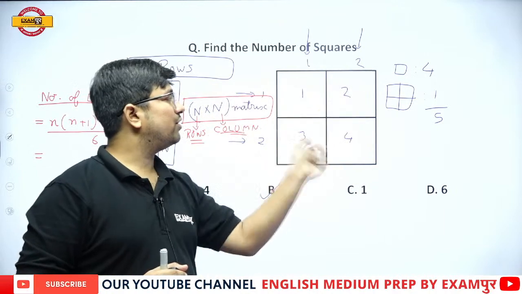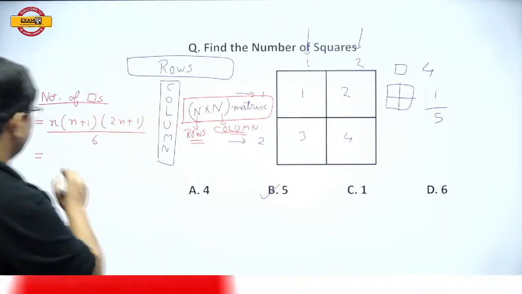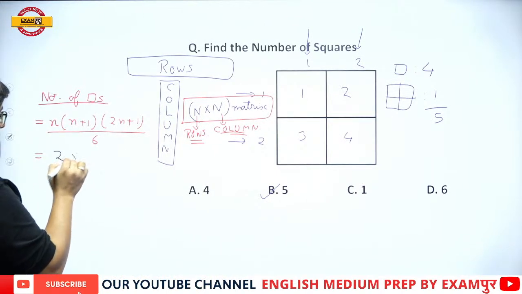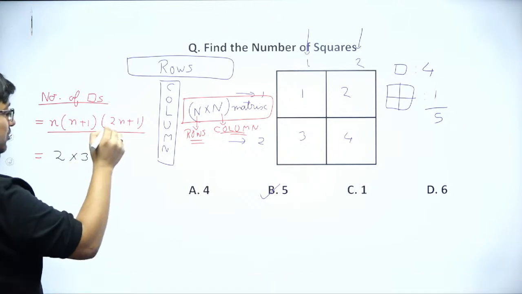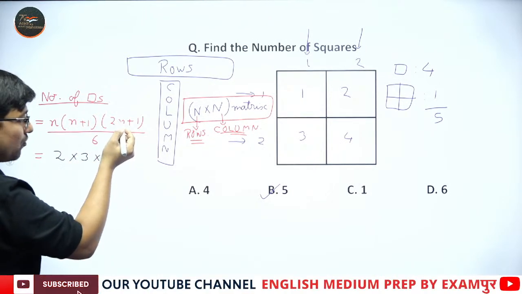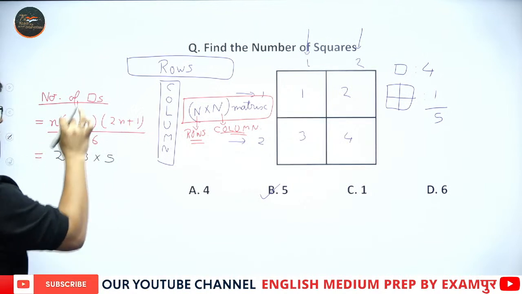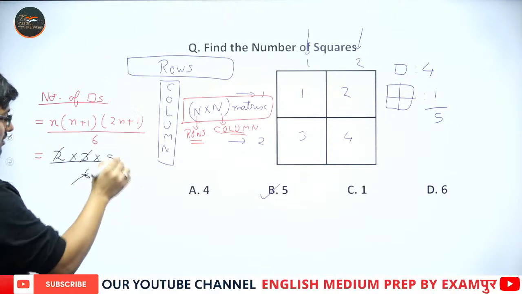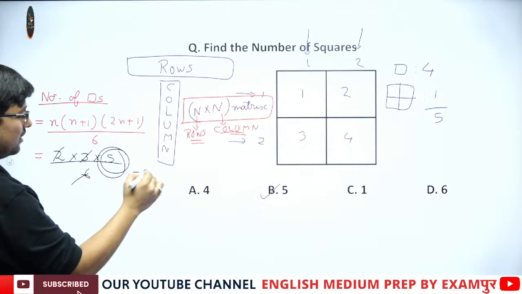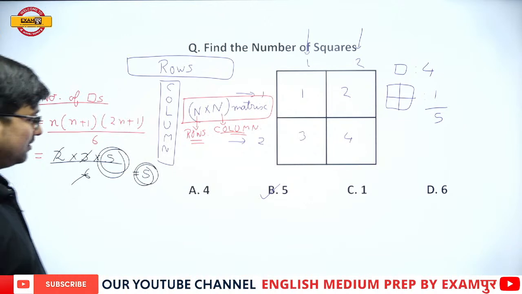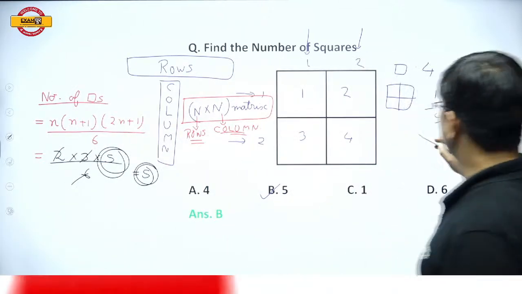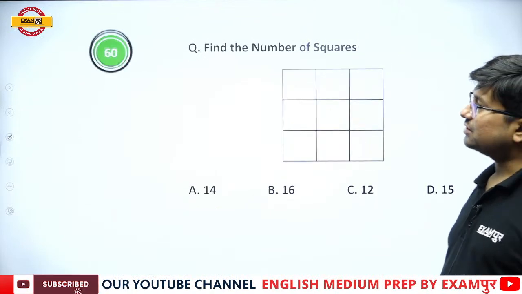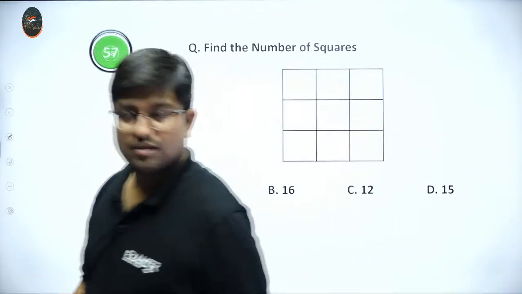That is 2. One row and two rows, one column and two columns, so n's value would be 2. The moment you put n's value as 2, here will be 2 plus 1, 3, and here 2 into 2, 4 plus 1, 5, upon 6. 3 into 6 by 6, and then this will be 5. And I think that is what we got as the answer also, no? Clear? Fine. Next. Hurry up.